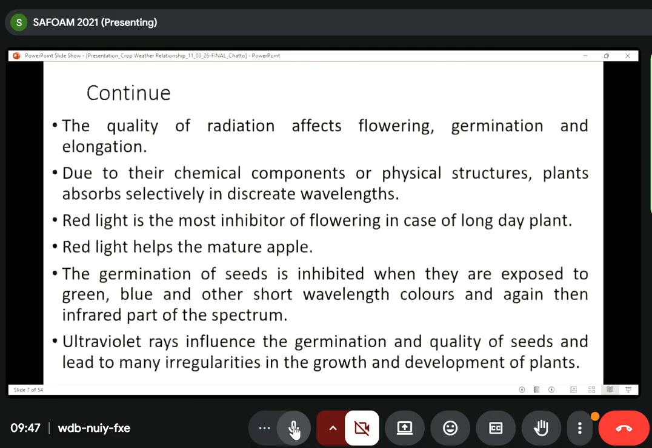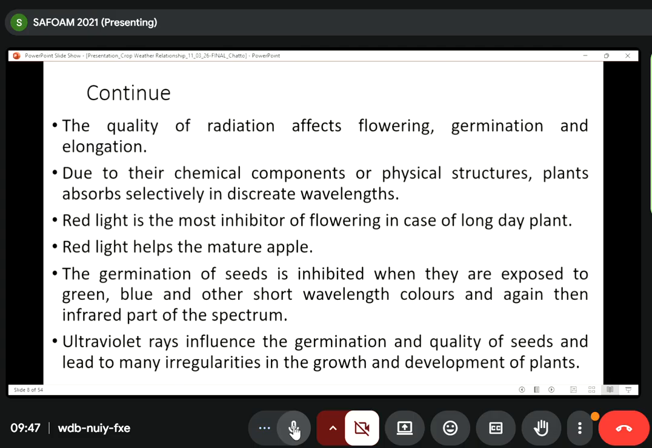Now, I was mentioning that different phenophases are very sensitive to solar radiation, like flowering and germination, which depend on the quality of the radiation. Because of the different chemical components within the plant, they absorb selectively, maybe the visible range or the infrared range, taking different wavelengths. If there is any discrepancy, then the plants will be affected.